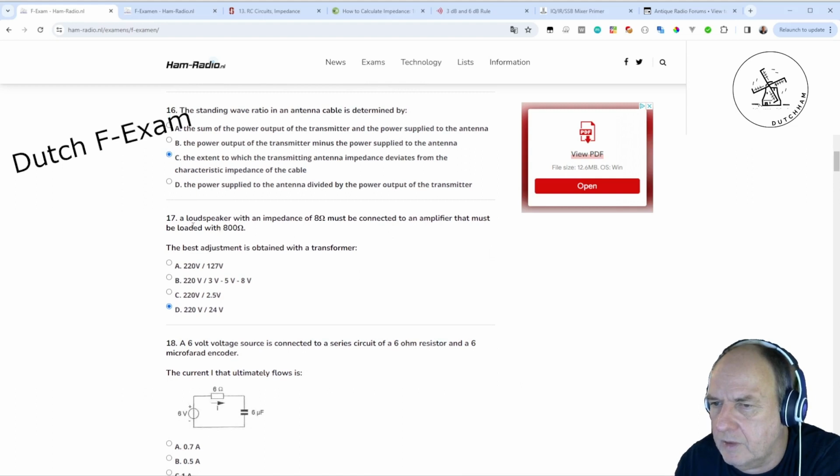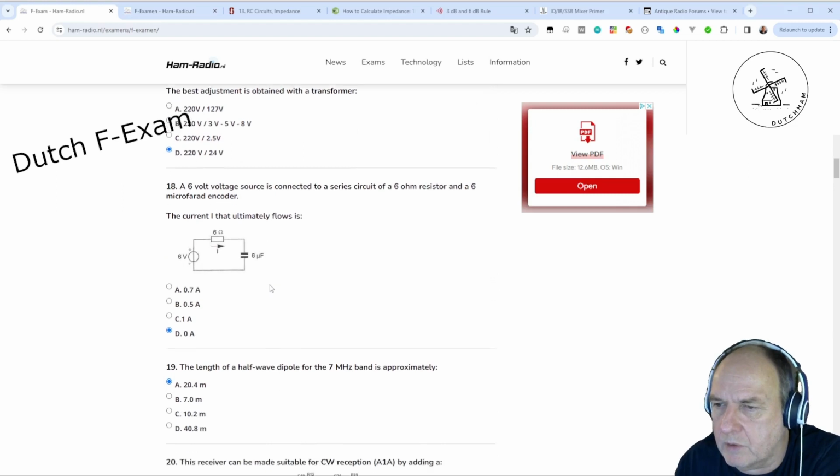Now, we have question 17. We have an 8 ohm speaker that we have to load with 800 ohms for the amplifier. So we need a 100 conversion. This will give about 10 times, a little less, but that squared is 100, so 8 to 800, so that one is also good.